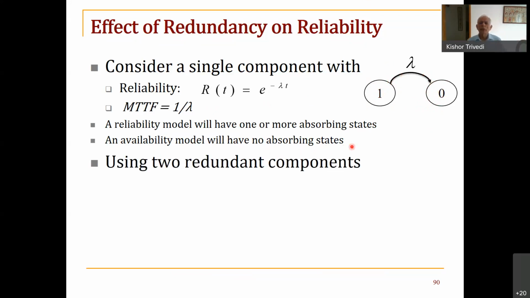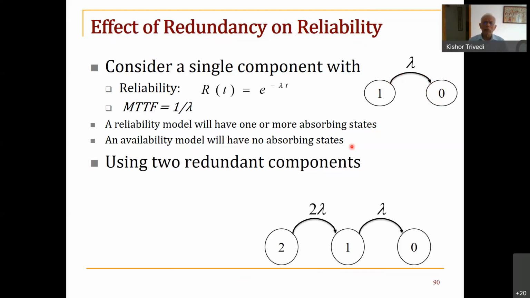Now suppose that you use redundancy. You use 2 disks instead of 1 disk, for example. They are called mirrored disks. Then the corresponding model will become: initially you are in state 2. At the rate lambda, each disk fails, so the overall failure rate is 2 lambda. Then you enter state 1. One disk is up and running. The other disk has failed. And at the rate lambda, the second disk may fail, and the system as a whole fails.